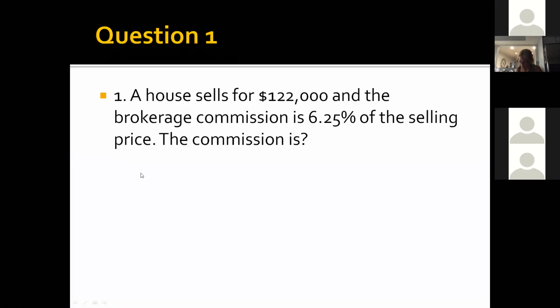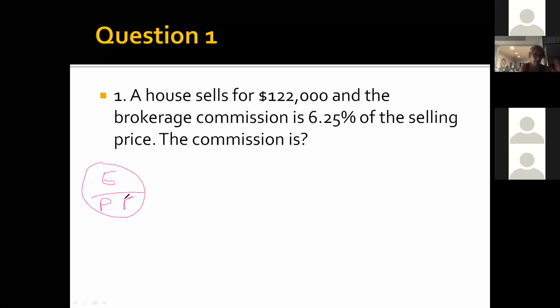All right, now a couple of quick questions. A house sells for $122,000 and the brokerage commission is 6.25% of the selling price. What's the commission? So if we were to draw our little thing and say earnings, price, rate, and again, we have a times sign there and a dividing sign in here. And what are we looking for? We're looking for our commission.